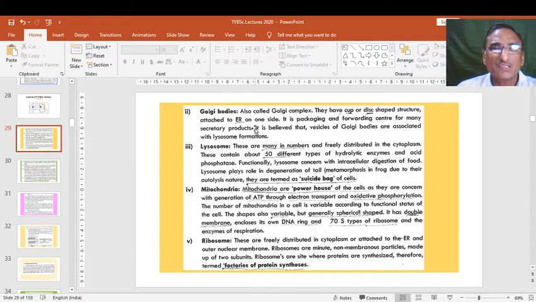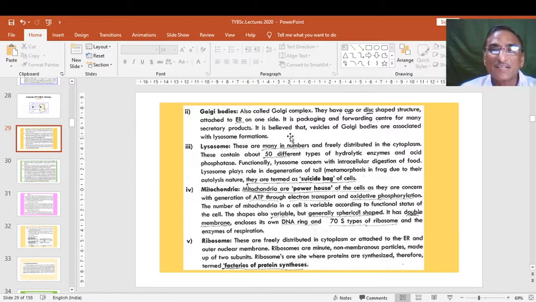So Golgi bodies are also called the Golgi complex because they are many in number, and as they were identified by the scientist Golgi, the name Golgi complex is given. They have cup or disc shaped structures attached to the endoplasmic reticulum on one side. It is a packaging and forwarding center for many secretory products, or we can say the secretory materials are produced here in the endoplasmic reticulum, which later form the Golgi bodies.